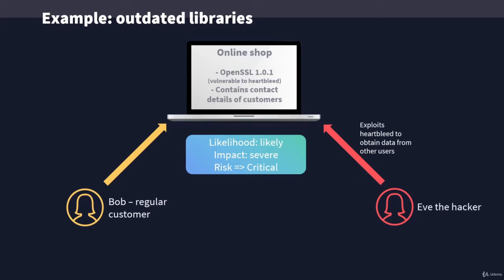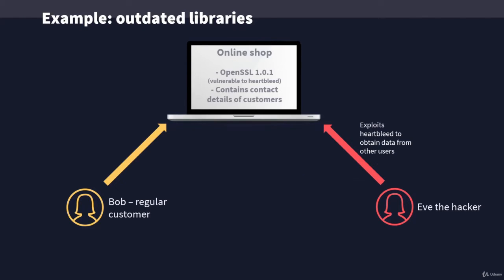Finally, we'll have a look at the risk. And again, we will have a look first at the likelihood, then the impact, and finally we will calculate the risk. In this case, the likelihood is likely, since this is a relatively simple attack, and the impact is severe, because private information would be leaked to Eve the hacker. Because of this, we have a critical risk.